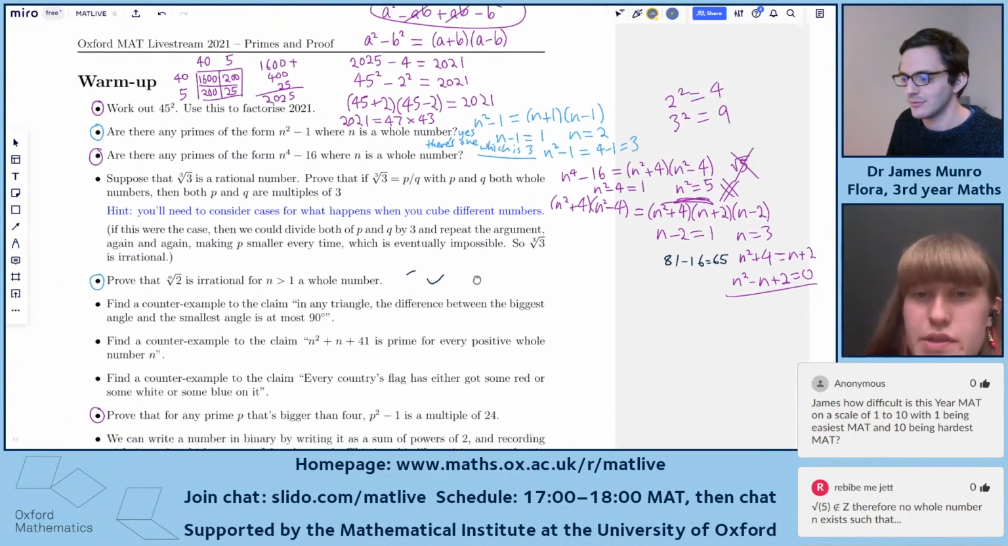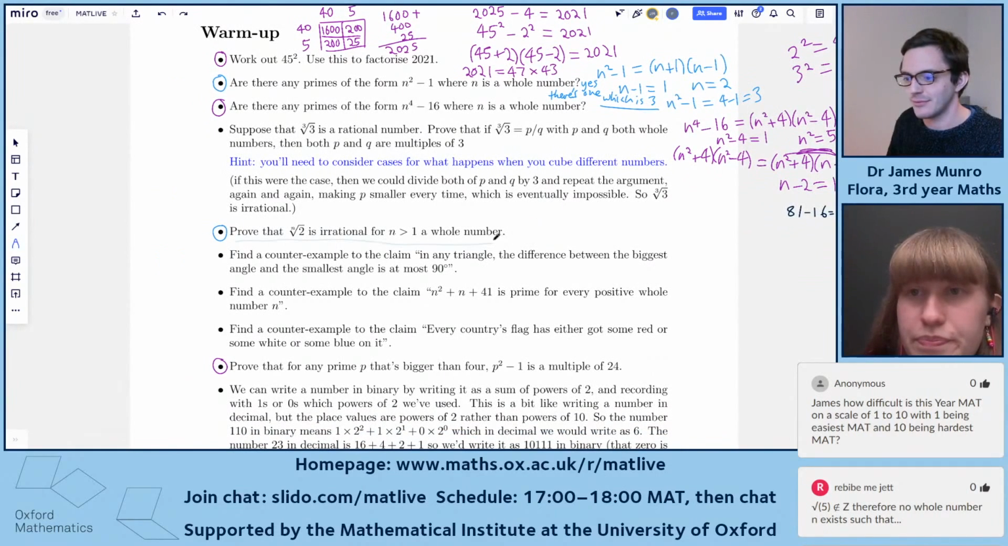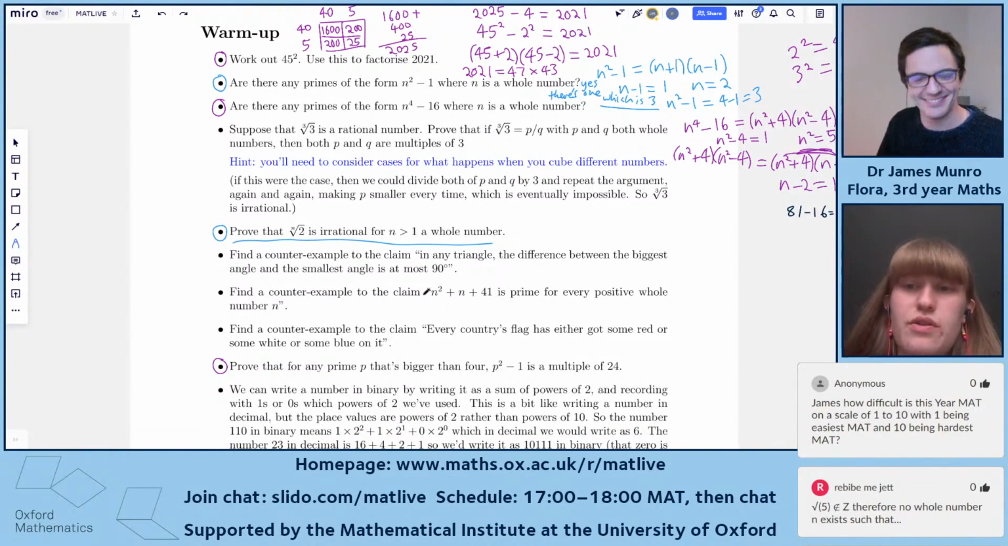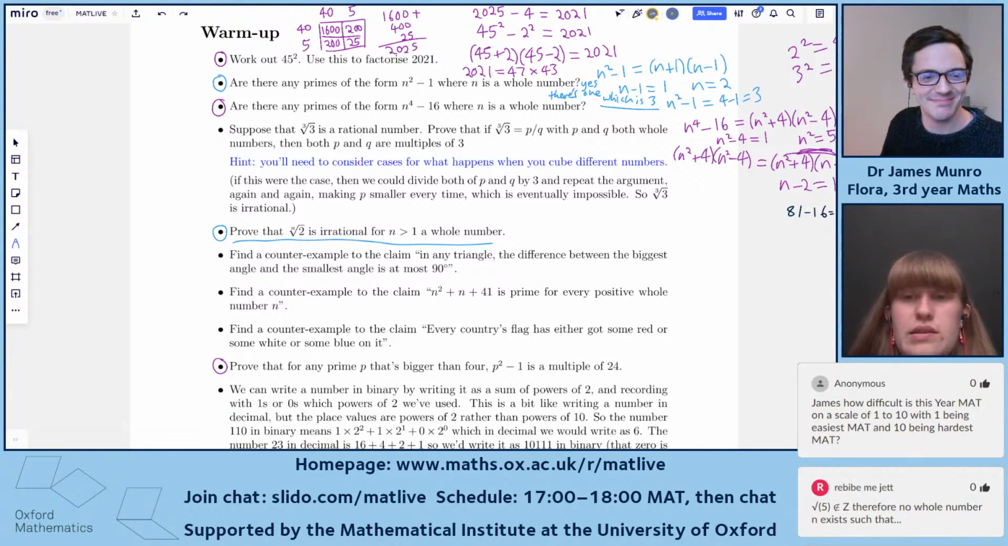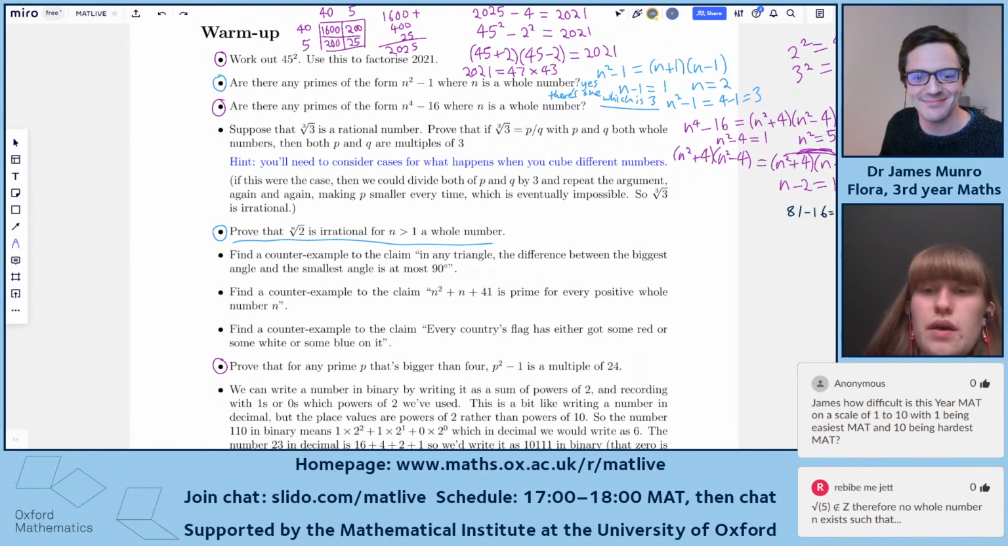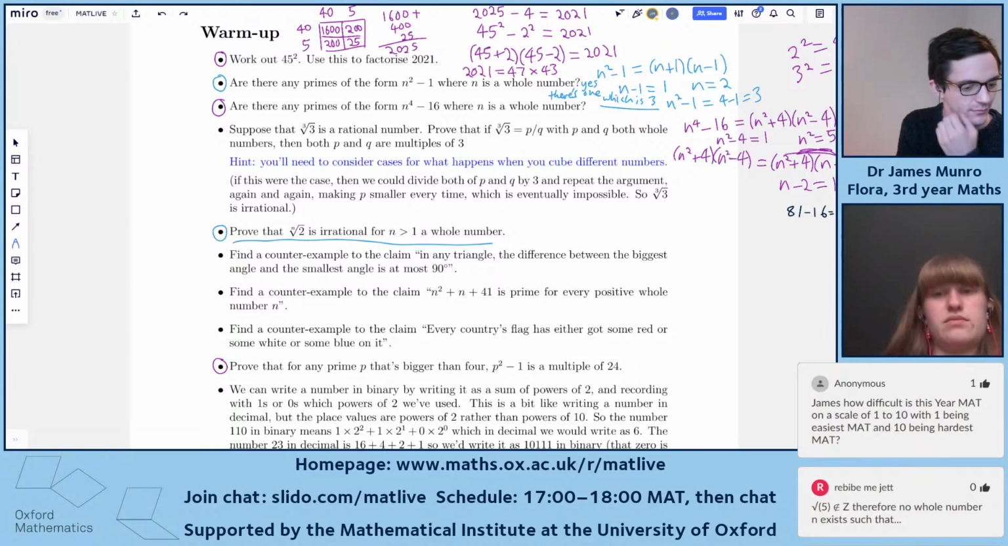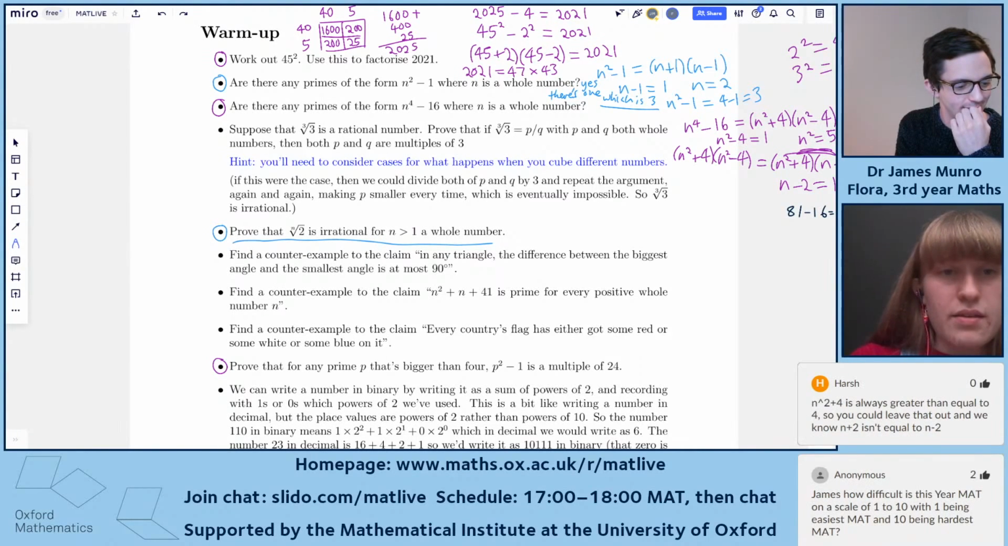So I'm going to go down to this one. Prove that the nth root of 2 is irrational for n greater than 1, n is a whole number. Some of you may have seen a proof similar to this before, but what I'm going to go for is something quite similar. So I'm going to say, suppose not.